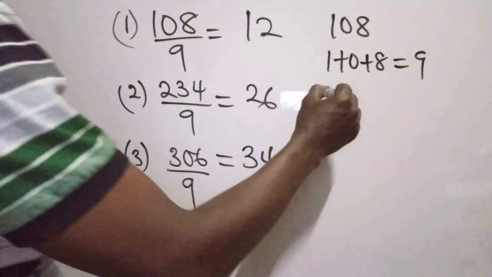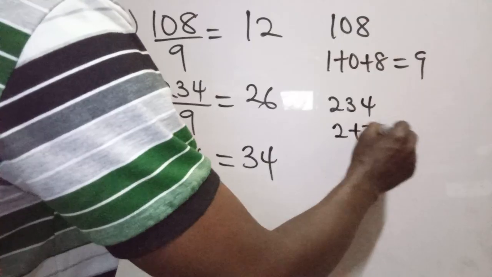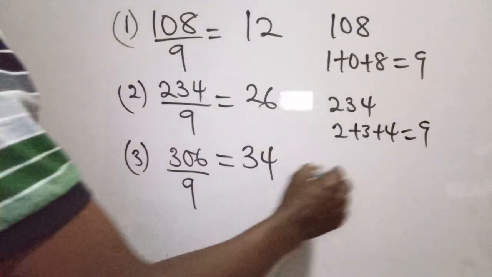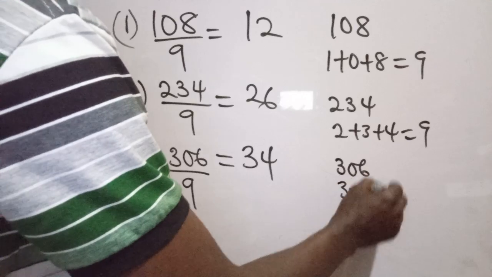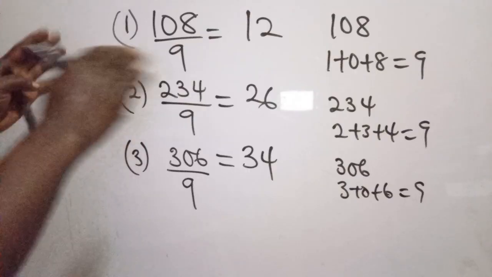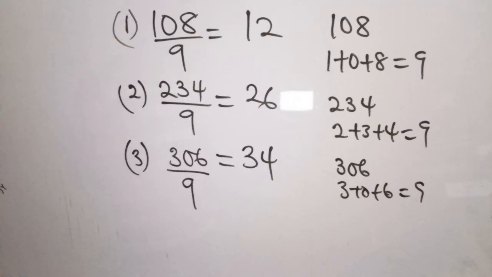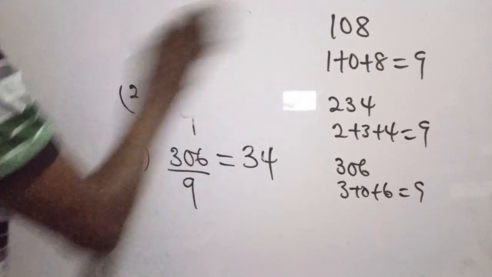Look at the second one. 2, 3, 4. 2 plus 3 plus 4 will give you 9. The third one, 306. 3 plus 0 plus 6 gives you 9. Beautiful. So, for this trick to be applicable, the sum of the digits must be equal to 9.